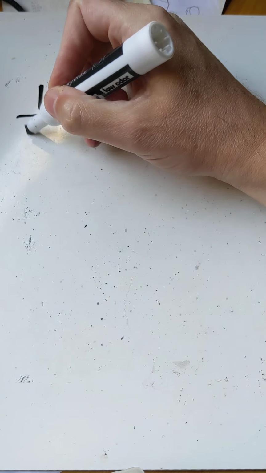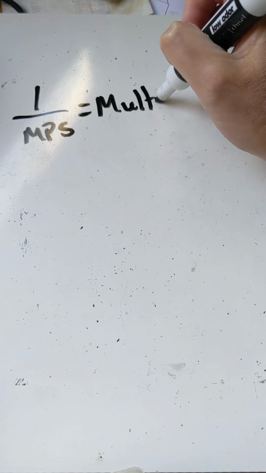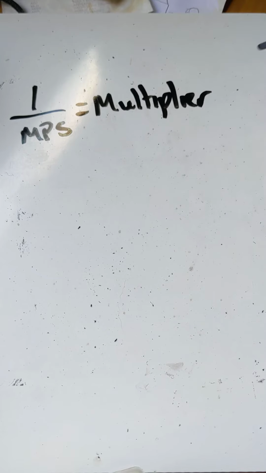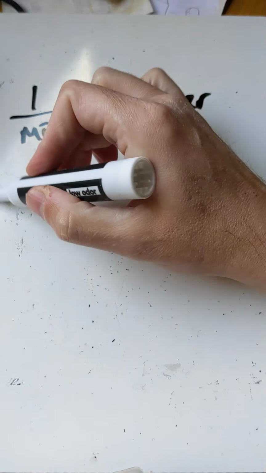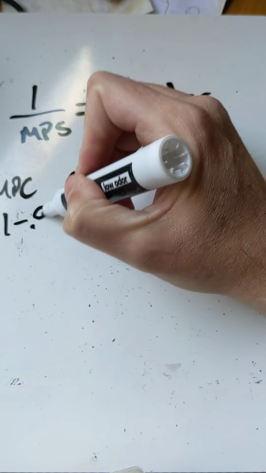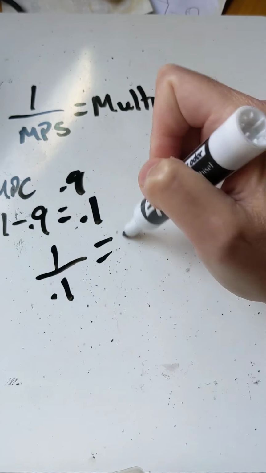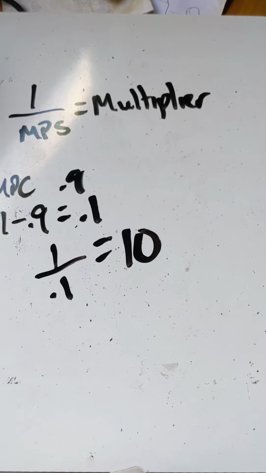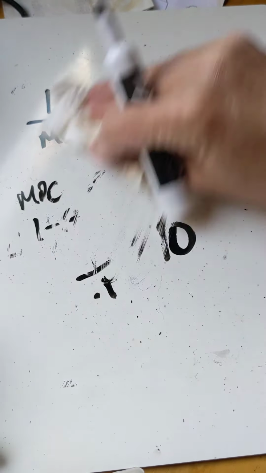And to find the multiplier is relatively easy. The formula for the multiplier is just 1 over MPS. That's all. Just 1 over MPS equals the multiplier. So if you have an MPC of 0.9, then 1 minus 0.9 is the MPS, so that's 0.1, and 1 over 0.1 equals a multiplier of 10. That's all. It's pretty easy. Just 1 over MPS. Just remember that.